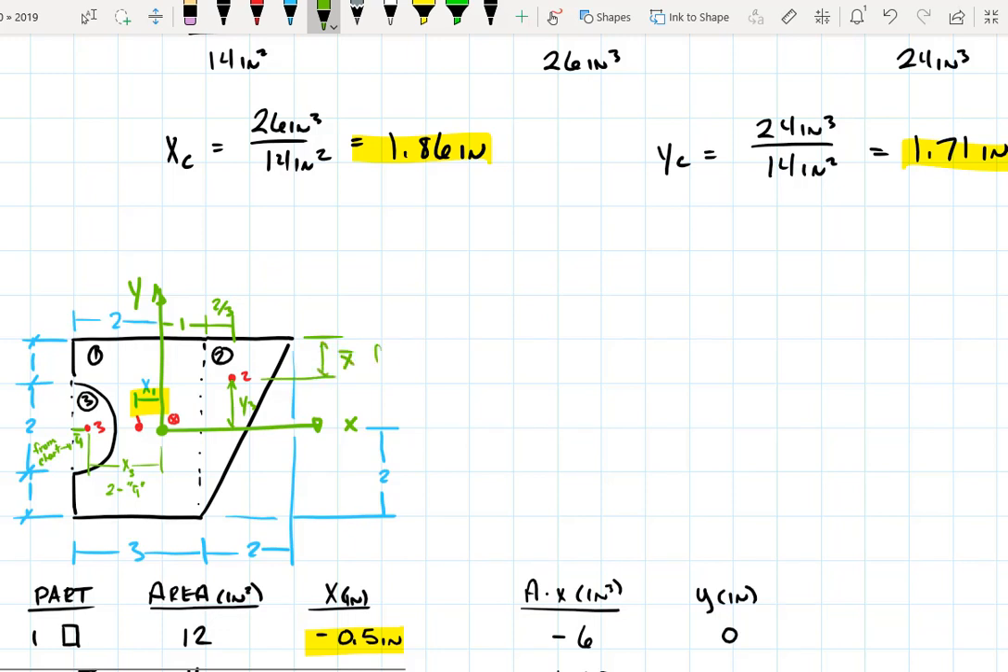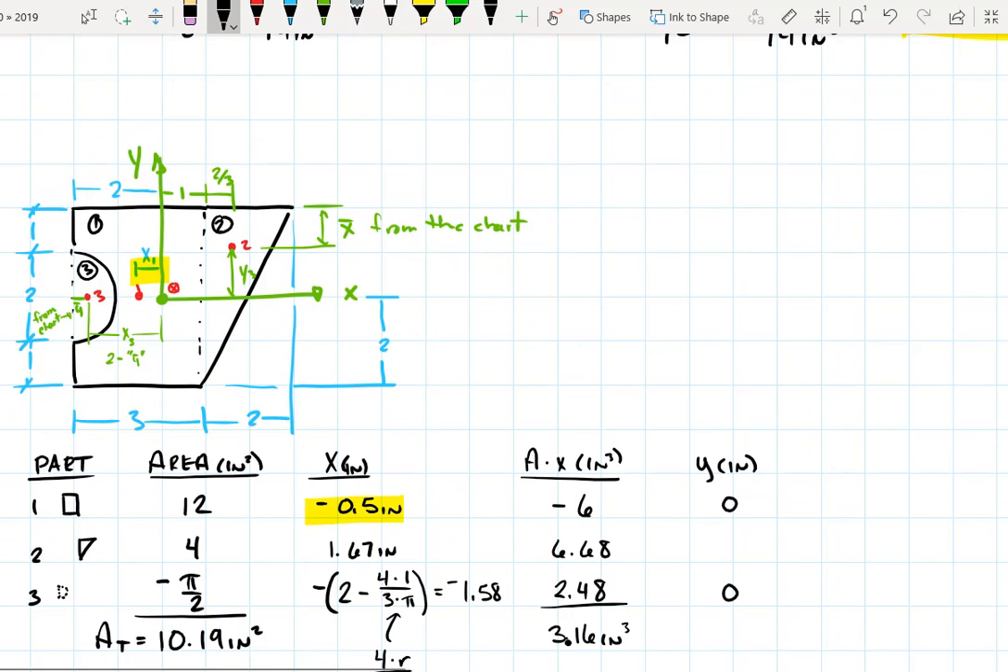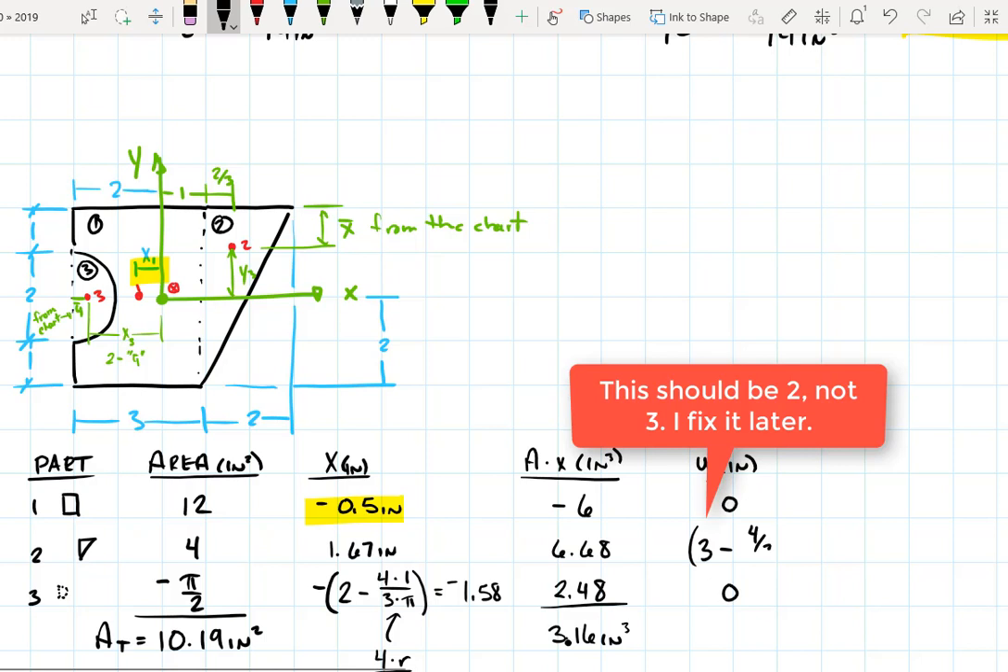That is x bar from the chart. And I want y3, which is measured down from the x-axis. So I need to take 3, this total height from the center of the part up to the top of the triangle, 3 minus this x bar number that they've given me. So I would actually put in 3 minus x bar, which in this case is the height of the thing, 4 over 3. So 3 minus 4/3.